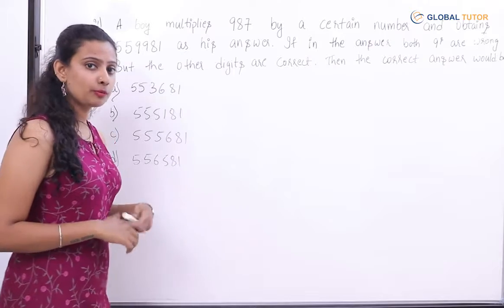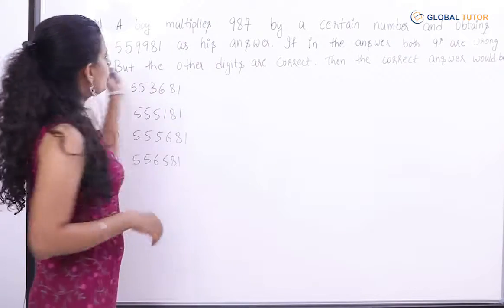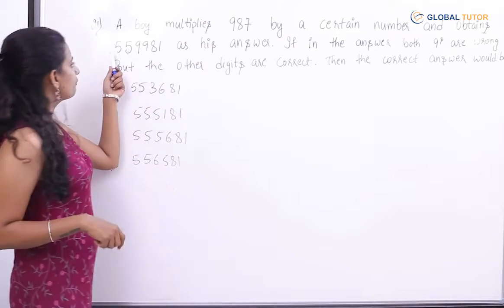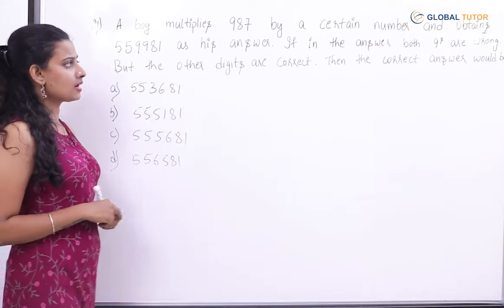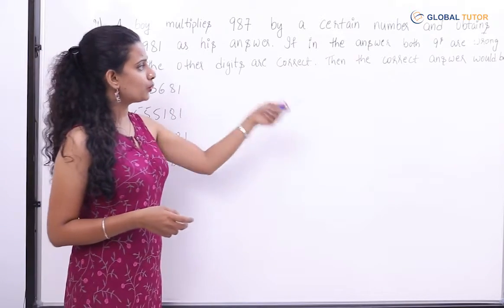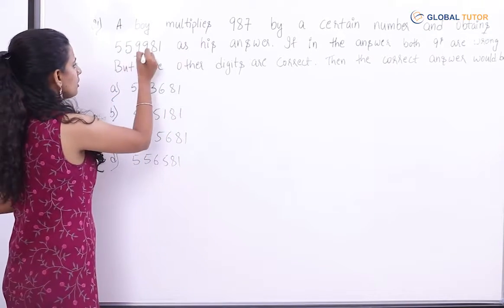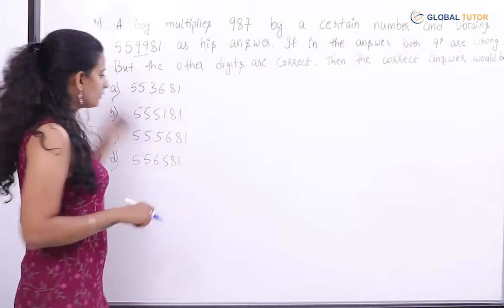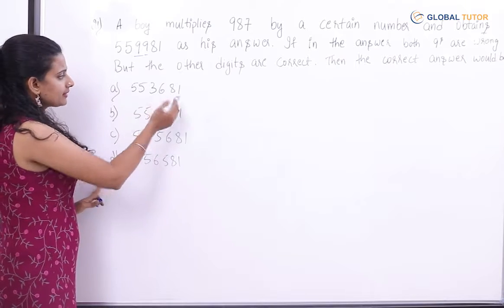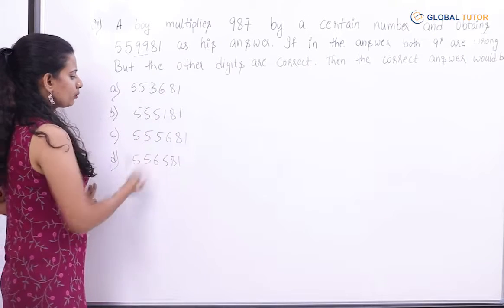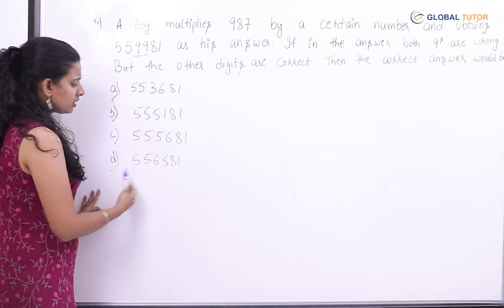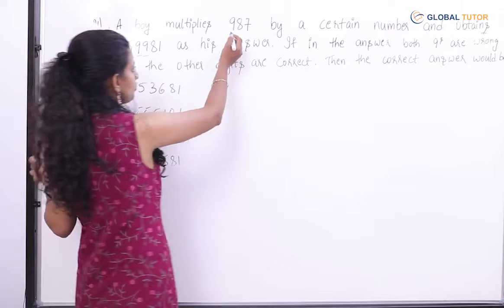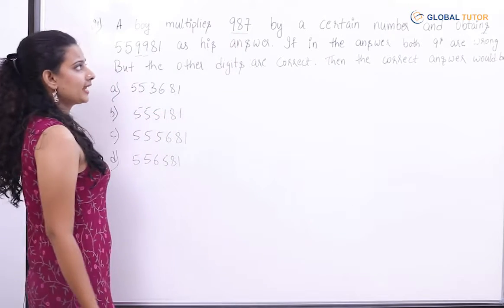So let us see one more problem for today's episode. A boy multiplies 987 by a certain number and obtains 559981 as his answer. If in the answer both 9s are wrong but the other digits are correct, then the correct answer would be, we got 4 options: 553681, 555181, 555681, 556581. Now, what is the sum of the digits of this number 987?